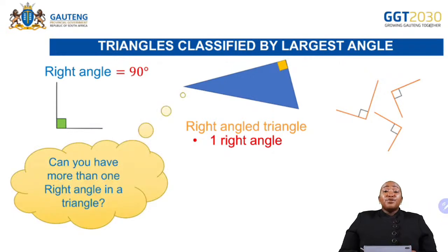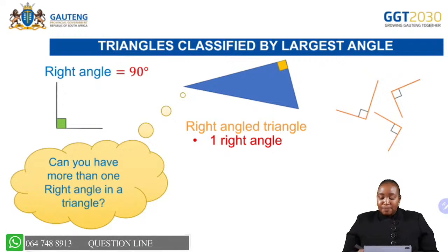Now I have a question for you. Can you have more than one right angle in a triangle? I'd like for you to draw this triangle. If you think you can, please draw it and send it to me. Let me see what your response is on 064-748-8913. As we go along, we will find the answer to this question, all right?